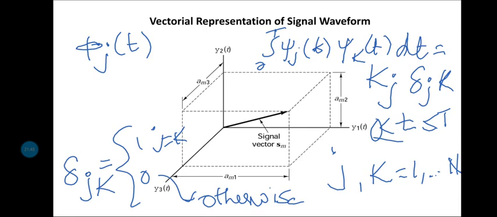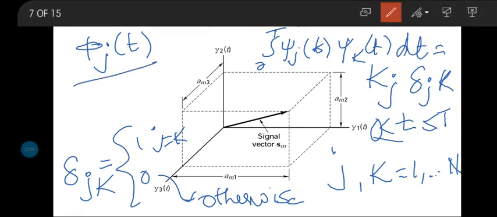So let us define an n-dimensional orthogonal space. Orthogonal, all the axes are perpendicular to each other. So we are trying to define such kind of n-dimensional orthogonal space, and a space characterized by a set of n linear independent functions, which we are going to call phi j. So phi j of t, which is also called the basis function.